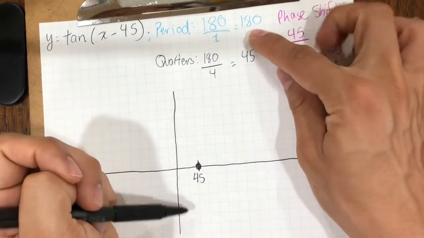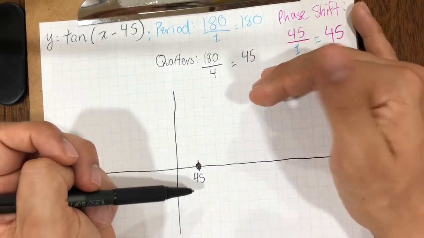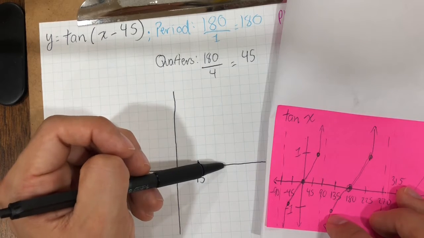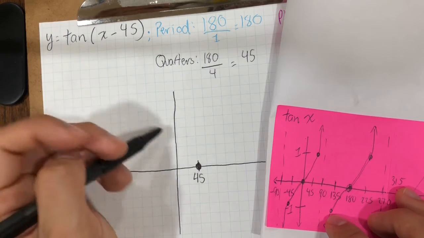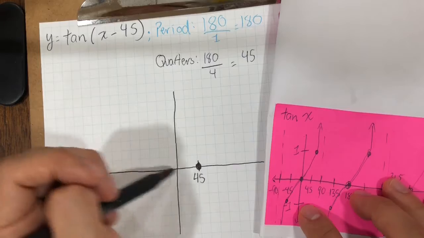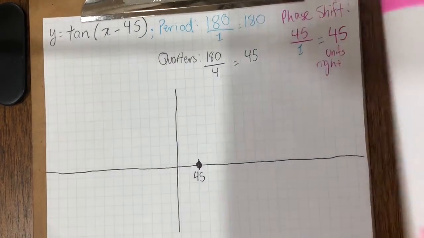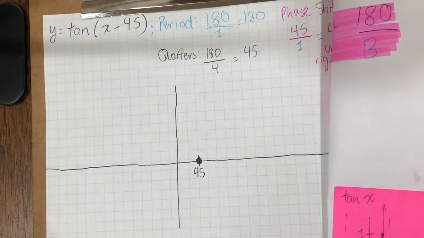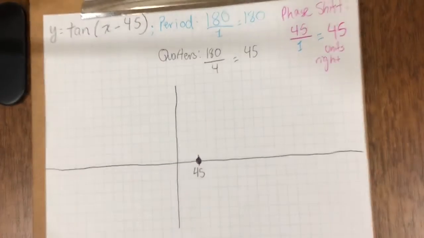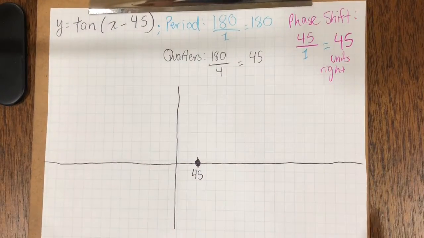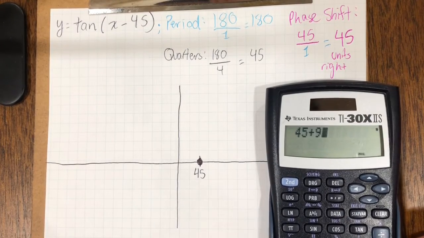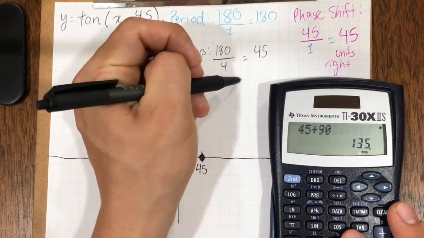If I take half of 180, I get 90. That means from the midpoint to one asymptote is going to be 90 degrees from 45, and the other asymptote on the left side is going to be 90 degrees to the left. So we're going to figure out the asymptotes on either side of 45. Let me get my calculator. If I take 45 and add it to 90, I get 135 as one of the asymptotes.